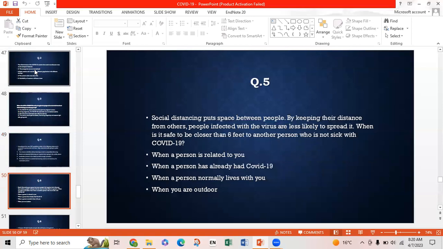Fifth MCQ: social distancing puts space between people. By keeping the distance from others, people infected with the virus are less likely to spread it. When is it safe to be closer than 6 feet to another person who is not sick with COVID-19? A, when a person is related to you. B, when a person already has COVID-19. C, when a person normally lives with you. And D, when you are in an outpatient department. C, when a person normally lives with you.